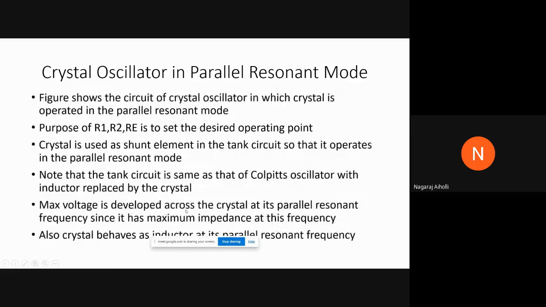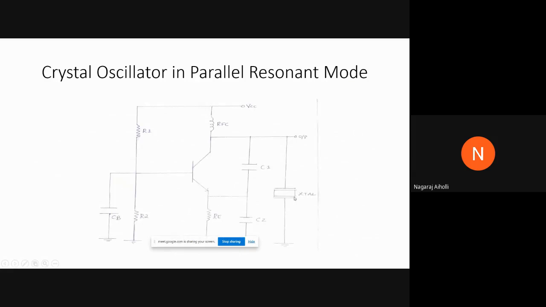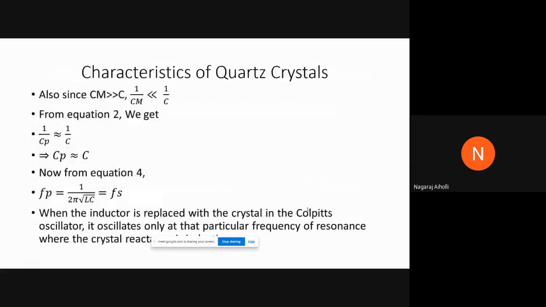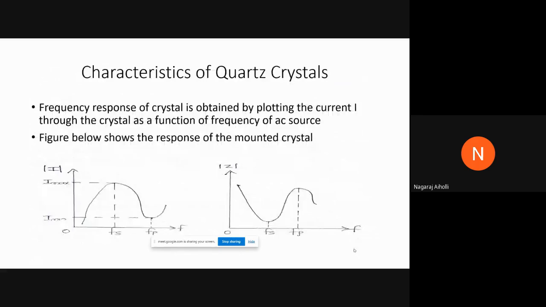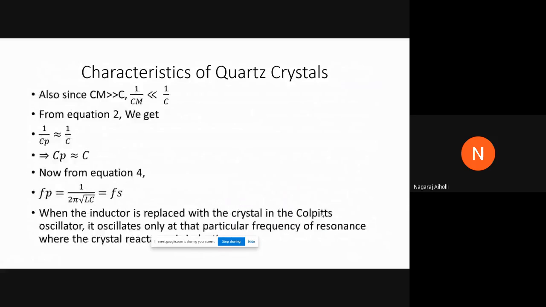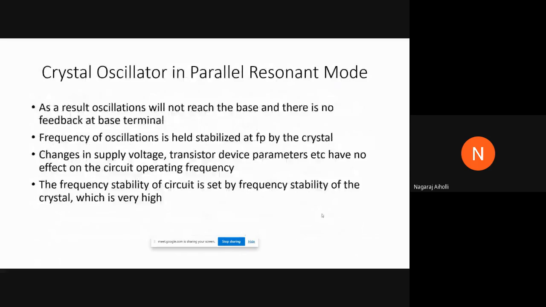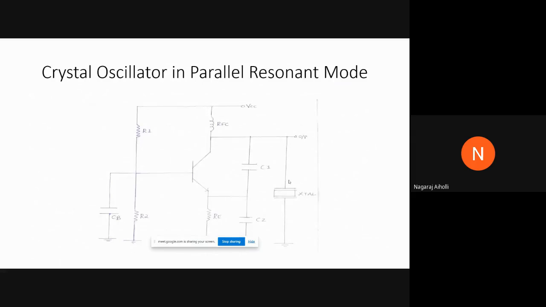Maximum voltage is developed across the crystal. As it operates in the parallel resonant mode, at the parallel resonant frequency FP, we know that impedance is maximum. We have seen the graph in the last class: at FP, the parallel resonant frequency, the impedance Z is maximum. As the impedance is maximum, the output voltage is also maximum, because of the large value of impedance. Hence the feedback voltage from capacitor C2 to the emitter terminal of the transistor is also more, because of the maximum output voltage.